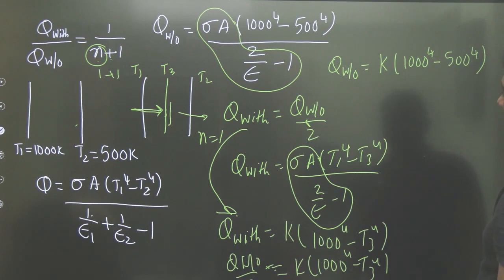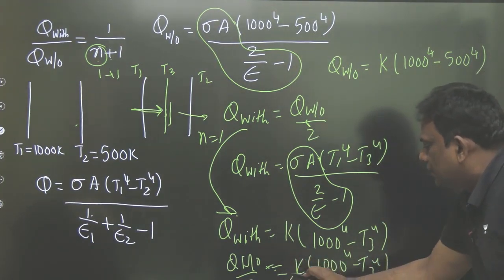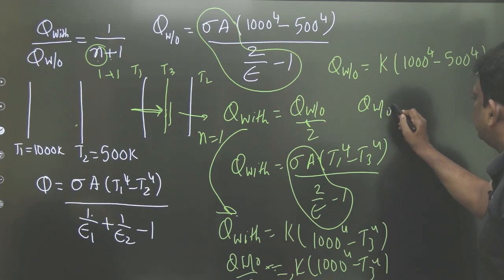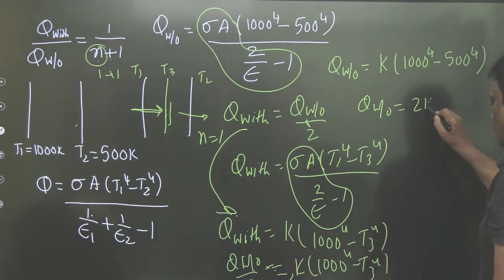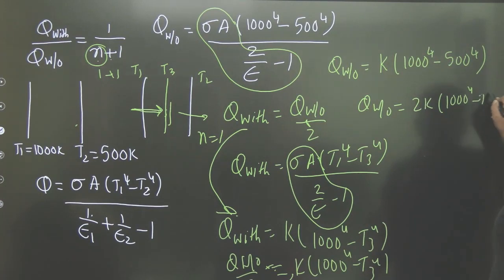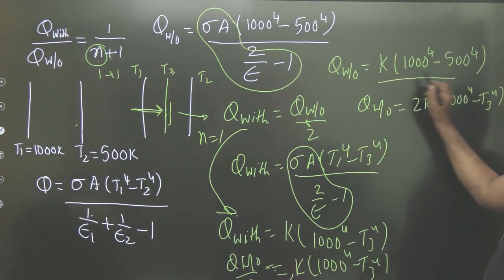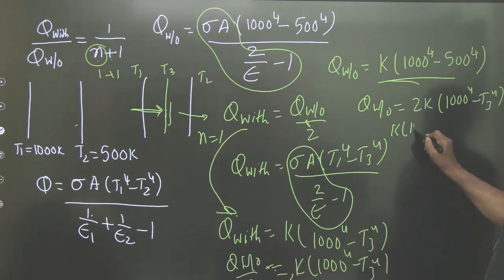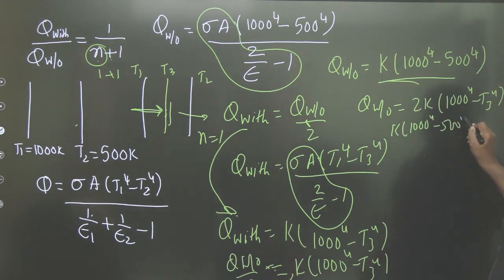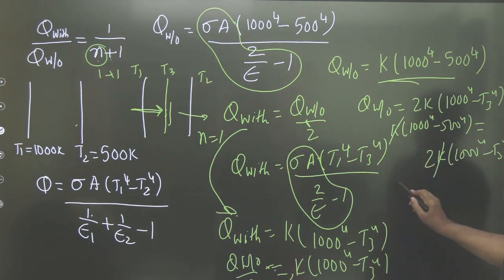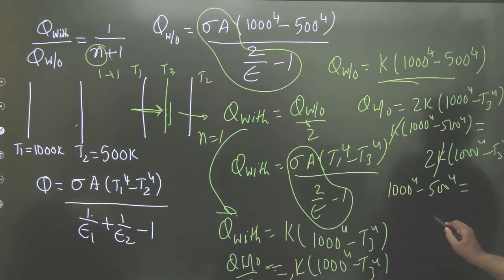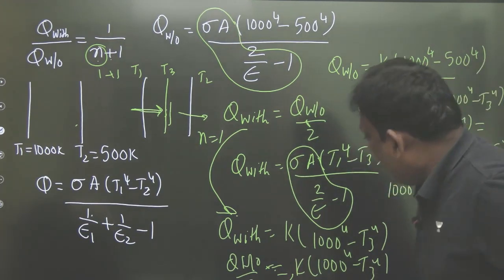No problem at all. Now, already you know, take this 2 to this side. So heat transfer without shield is equal to 2K into 1000 power 4 minus T3 power 4. So what is the heat transfer without shield? It is K into 1000 power 4 minus 500 power 4, equal to 2K into 1000 power 4 minus T3 power 4. So this K gets cancelled. So we are left with 1000 power 4 minus 500 power 4 is equal to 2 into 1000 power 4 minus T3 power 4. Let me calculate the value of T3.